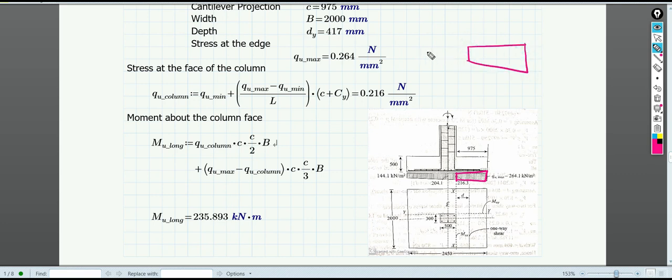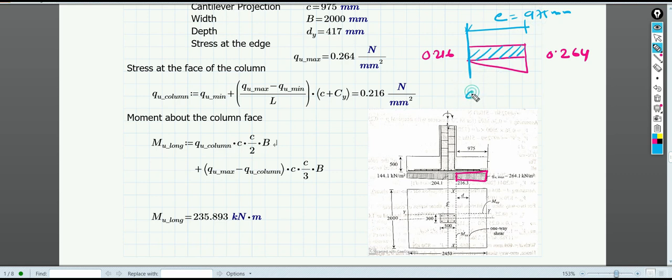So you can see that it is 0.216 Newton per mm square into the distance, which is 975, right? So it will give you the area of this particular rectangle, and you know that the force for the rectangle will act at the center of this distance, that is at c by 2, that is 975 by 2. So this will give you the moment in Newton mm, right? So this will be the moment for this rectangular portion.